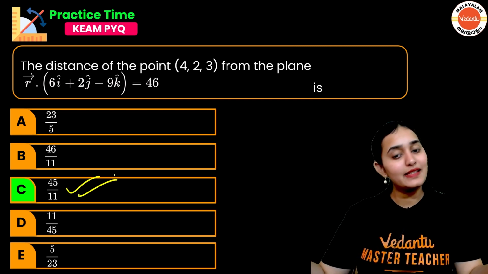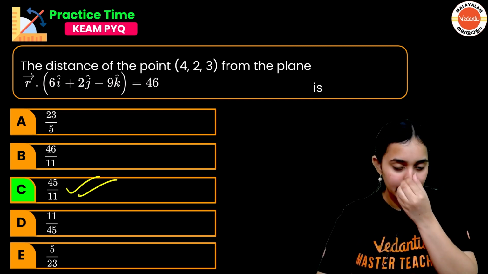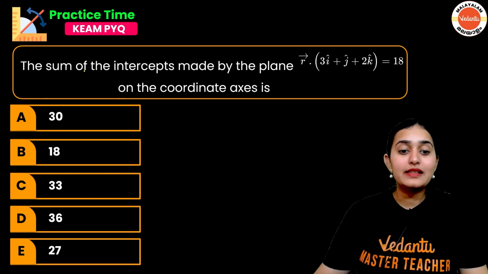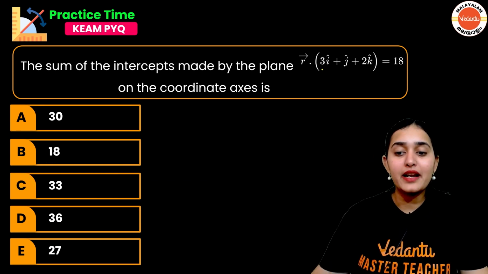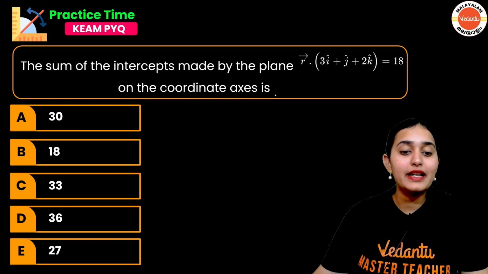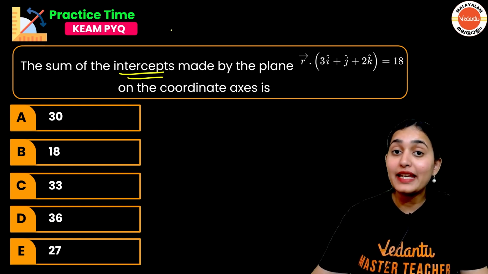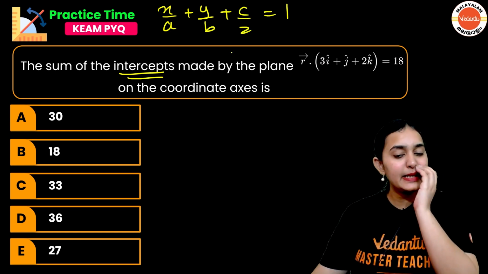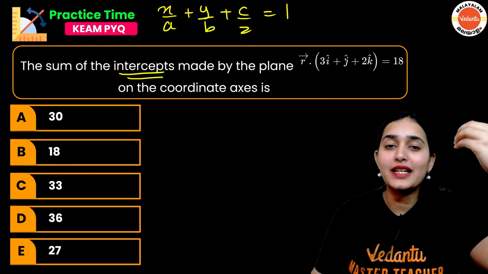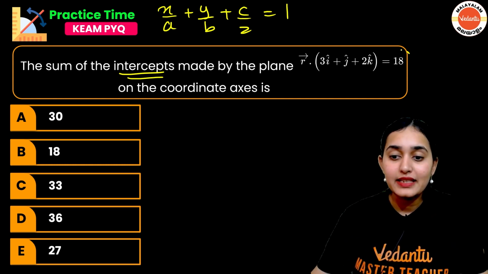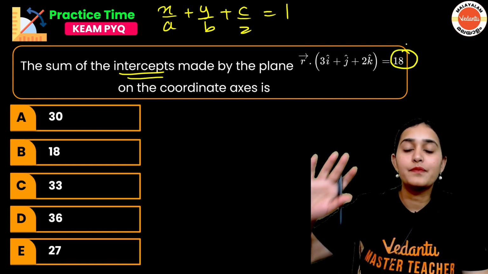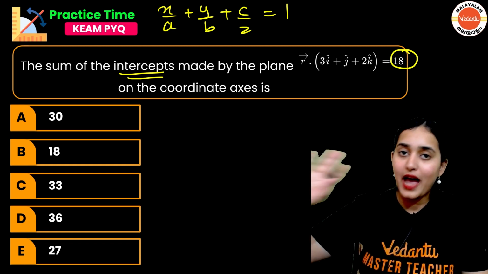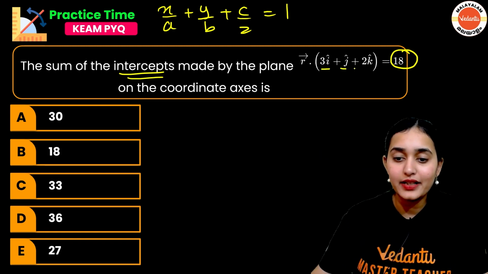Got the answer simply, right? Okay, next. The sum of the intercepts made by this plane on the coordinate axis is that. How do we get the intercept? Remember, x upon a plus y upon b plus z upon c is equal to 1. So here, how do you get the intercept? I'm telling you the shortcut trick. Just take the d you have here and divide it by these numbers.